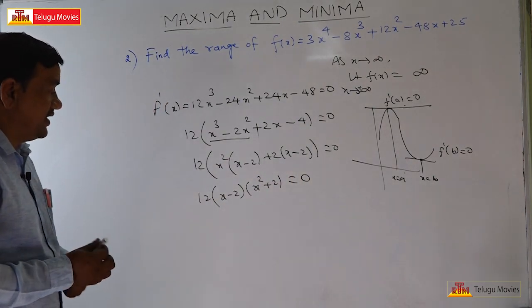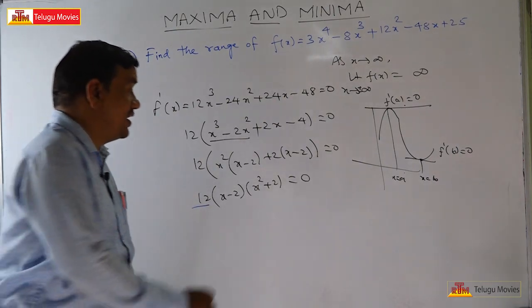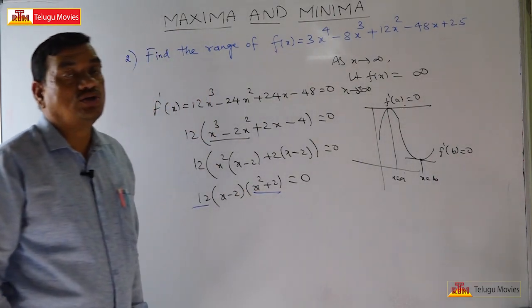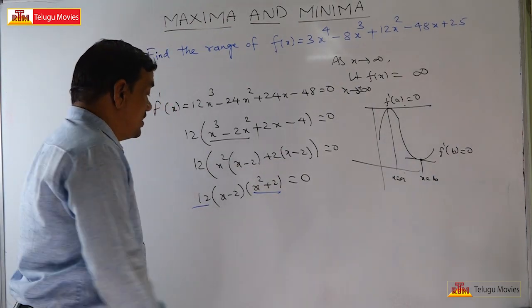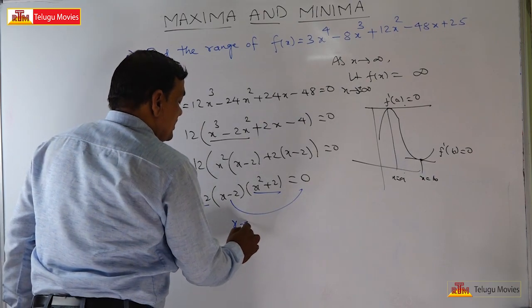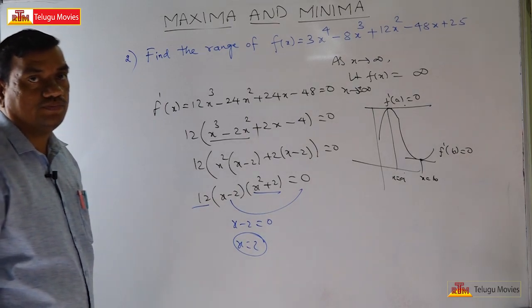Now, these are the factors we got. Clearly 12 cannot be equal to 0. x square plus 2 also cannot be equal to 0. The one and only possibility is x minus 2 is equal to 0. Therefore, x is equal to 2.